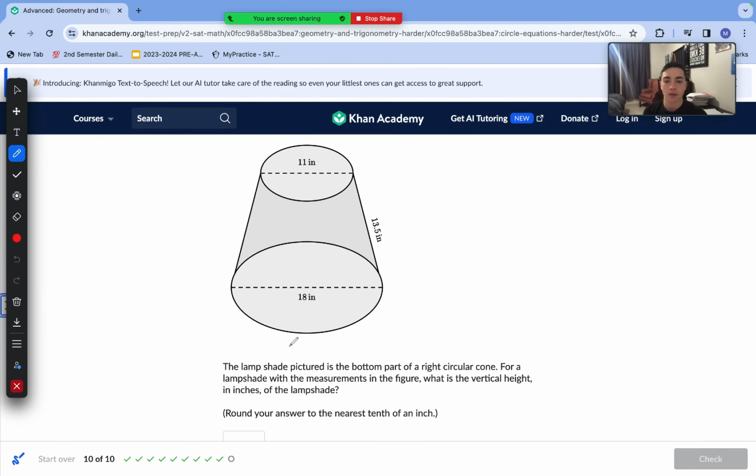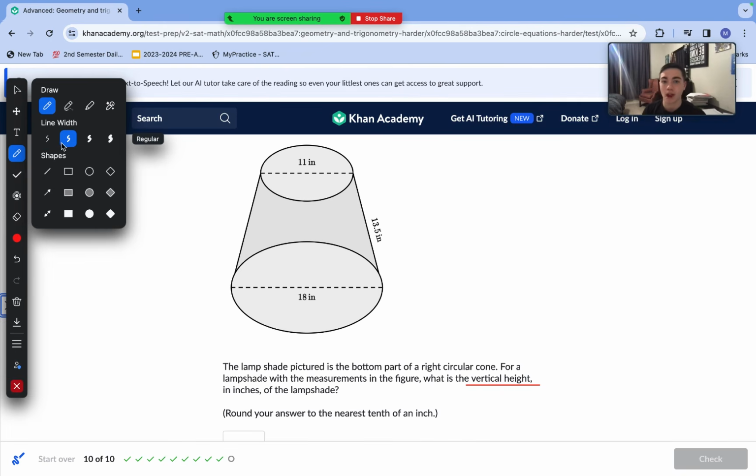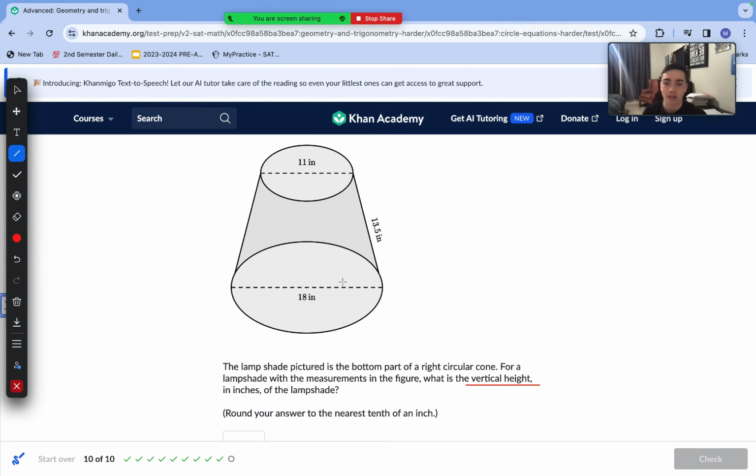So the lampshade pictured is the bottom part of a right circular cone. For a lampshade with the measurements in the figure, what is the vertical height in inches of the lampshade? So first of all, we need to understand that this is a right circular cone, but it's just cut. So this is known as a truncated cone. We don't necessarily have to know that term to solve this question, however. So we are going to create this vertical height, which is what we're trying to find, and we are going to label it with this X.